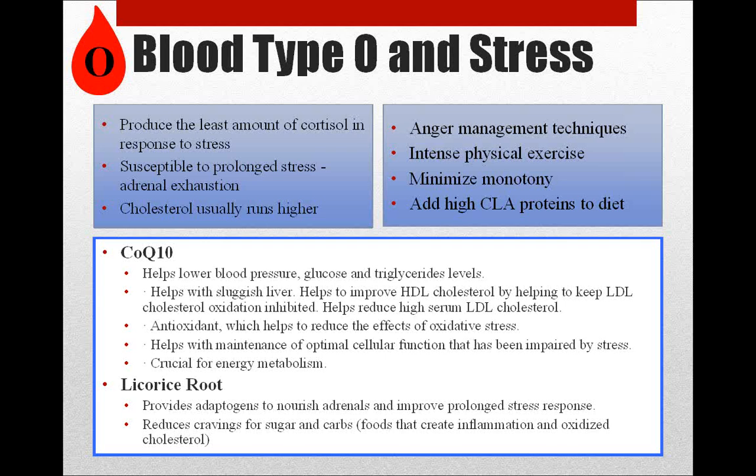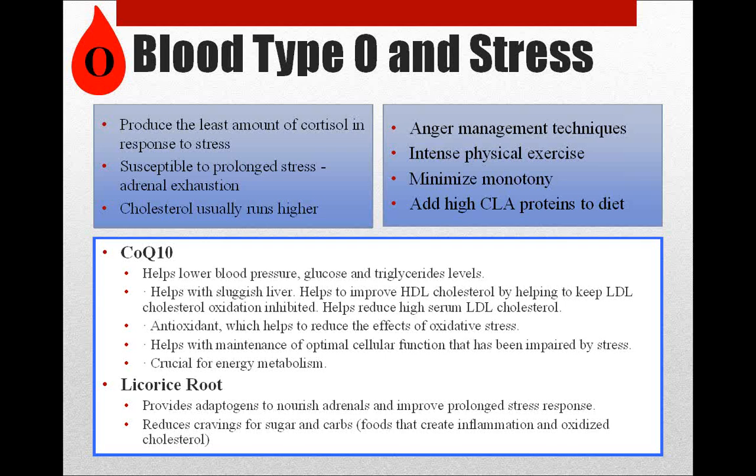The high CLA proteins in the diet, this is really important to get the CLA, which is conjugated linoleic acid, out of your good proteins, because that helps the O's release toxins out of the fat cells so that their immune system doesn't go into that hyperdrive that it tends to of attacking self, because it would start attacking the toxins in its own fat cells, and then it starts confusing the system after a while. Also, the CLA helps turn fat into muscle, and O's usually tend to develop muscle a little easier than some of the other blood types too.